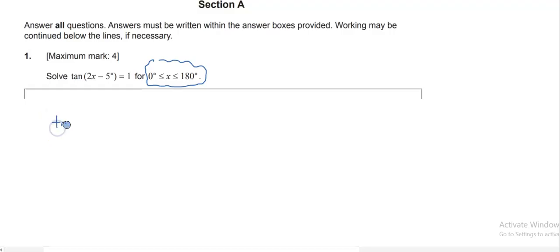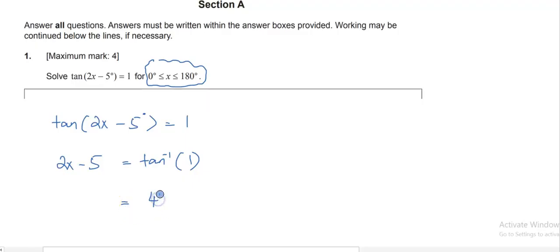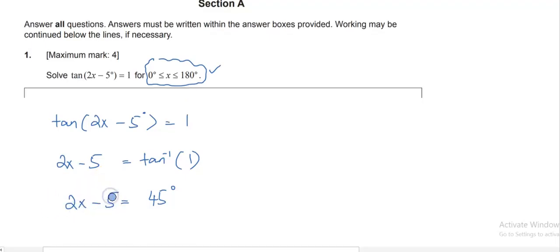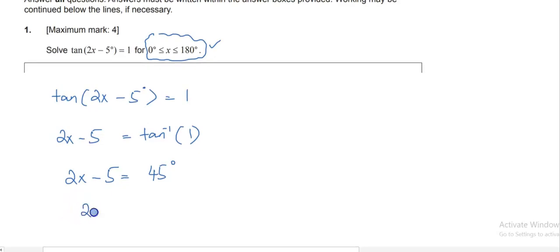Now, because that's paper 1, we'll start with tangent of (2x minus 5) degrees is equal to 1. Now what we'll do is 2x minus 5 is equal to tangent inverse of 1. We know that tangent inverse of 1 is always 45 degrees, and the reason I'm putting the degree is just because the interval is in degrees, right? So from here I'll find 45 plus 5, and we end up getting 2x is equal to 50.